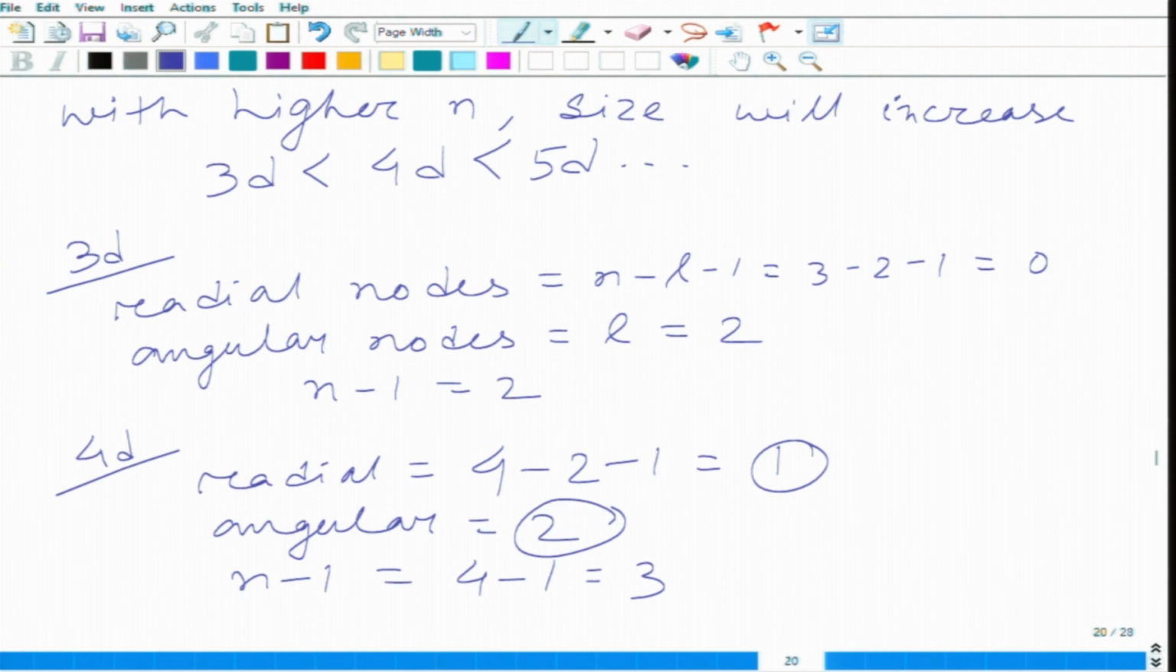Now we have discussed the shapes of various orbitals. s is spherical, p is dumbbell, and in d orbitals 4 of them are double dumbbells and dz square is a dumbbell with a ring. And we have also discussed how to calculate the number of nodes and how the size of them vary. Now we will read about the energy of orbitals. The energy calculations for hydrogen atom and for multi-electron systems are quite different.